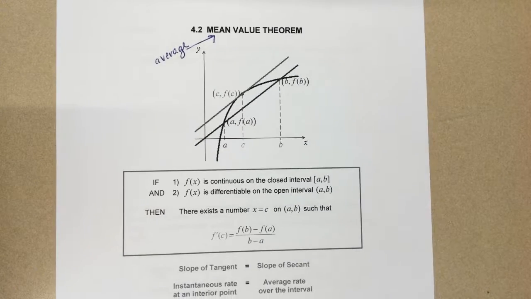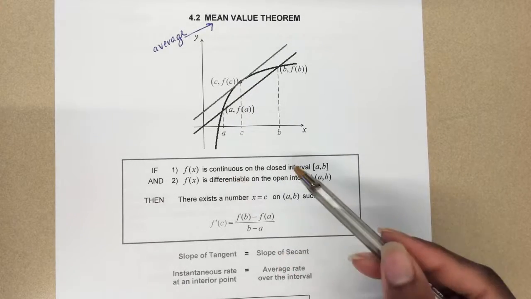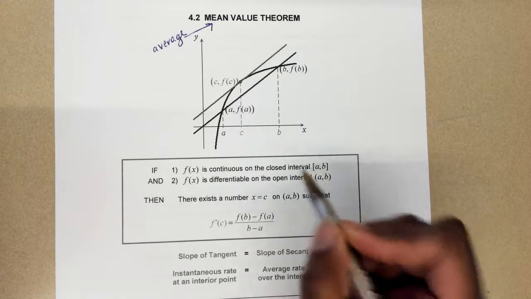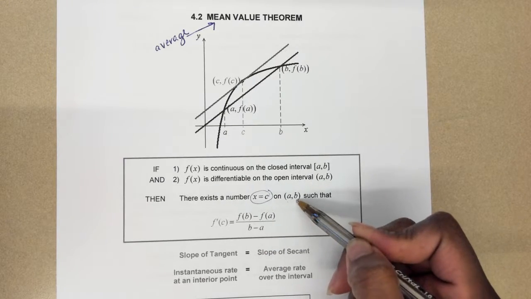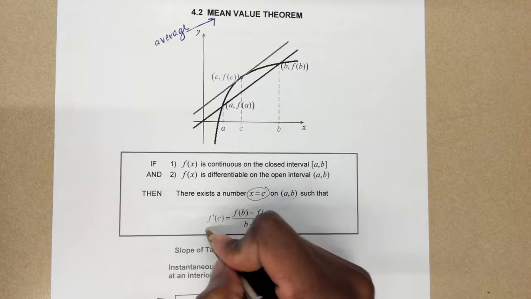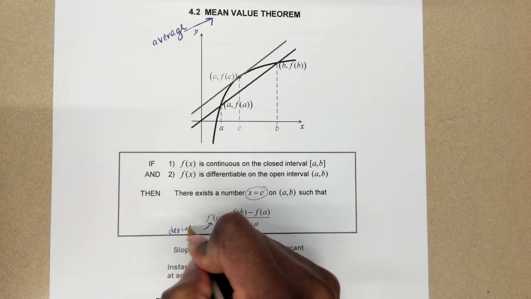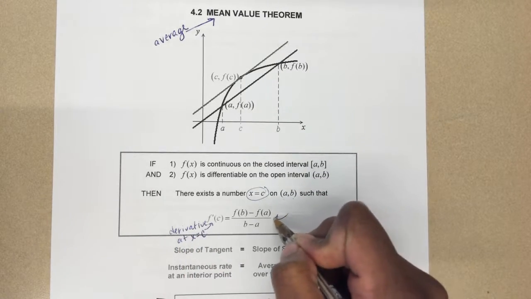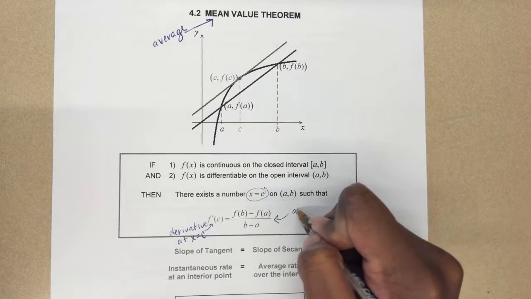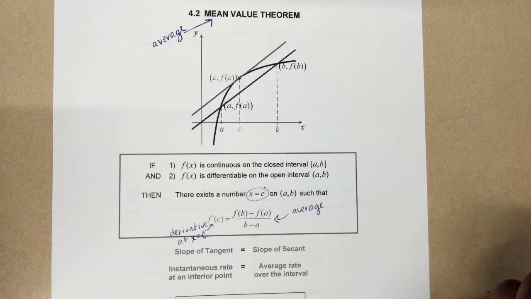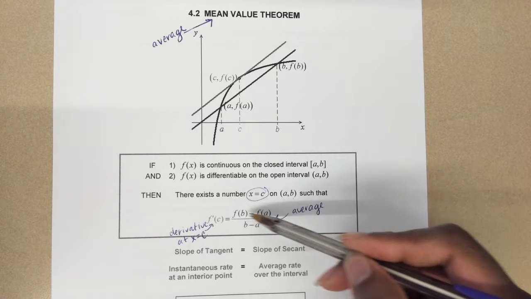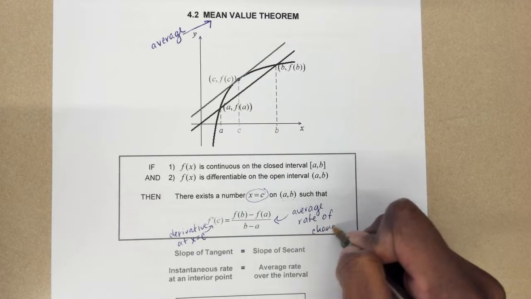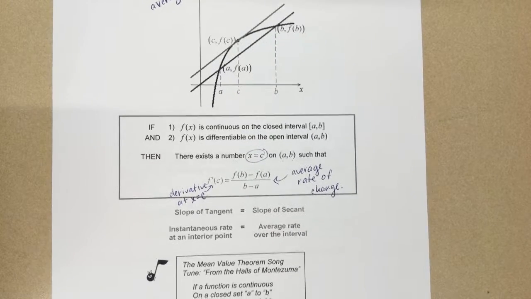So the mean value theorem states that if f of x is continuous on a closed interval and differentiable on an open interval, then there exists some number x equals c between a and b such that the derivative at x equals c is equal to, that should look familiar, the average rate of change between a and b.